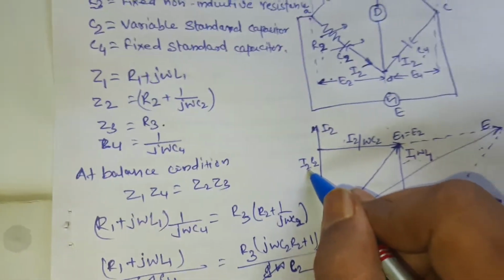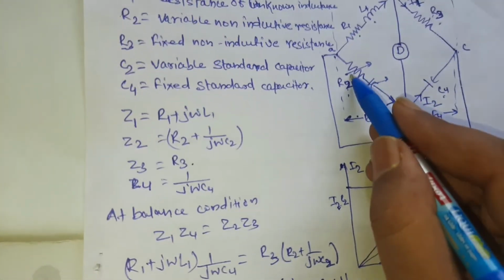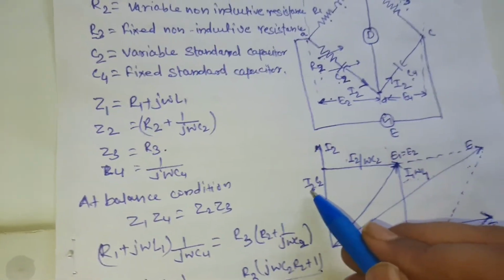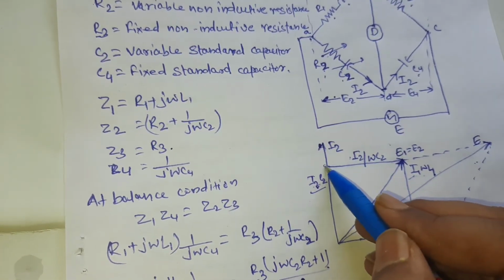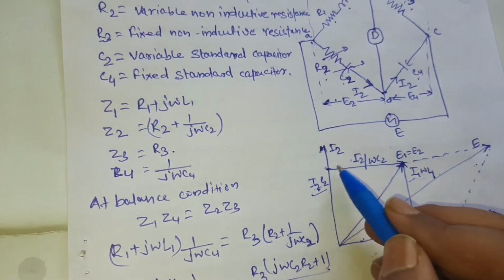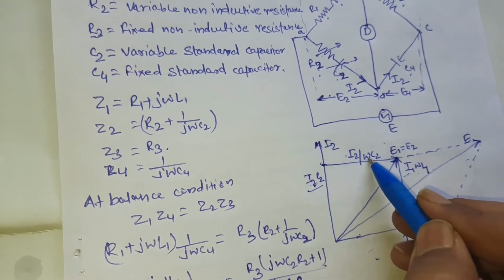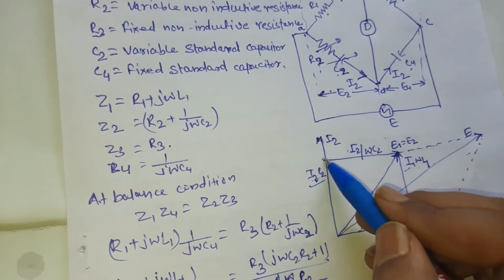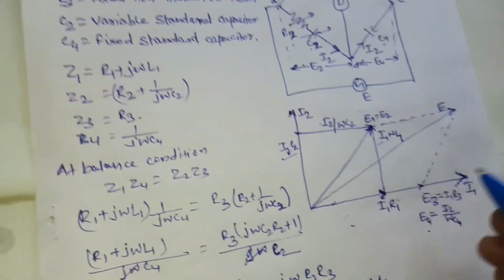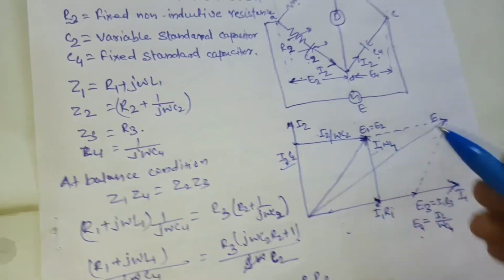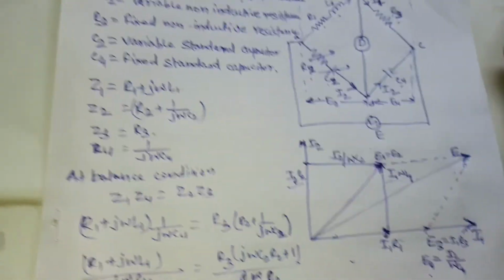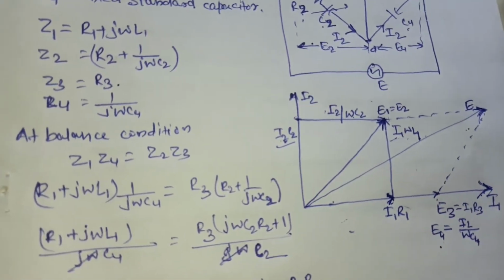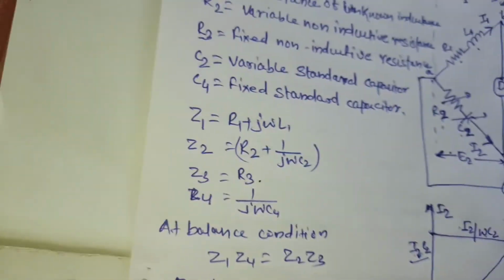And if you draw the phasor diagram for E2, suppose the voltage drop is I2 into R2 plus I2 by j omega C2. The summation must be equal to E2. Now E1 plus E3 is equal to the total applied voltage. In this way we have drawn the phasor diagram of the Owen bridge.